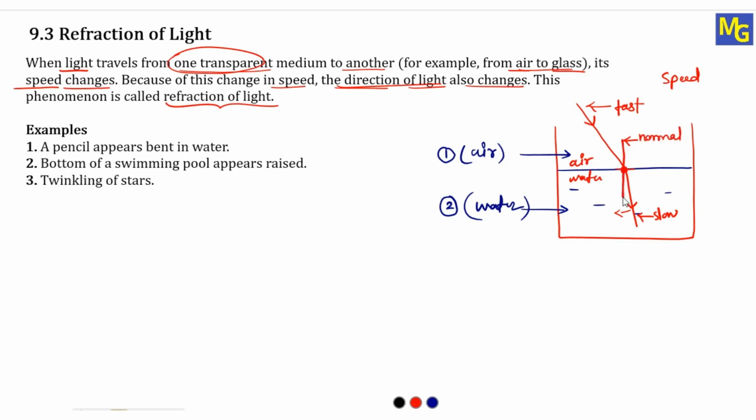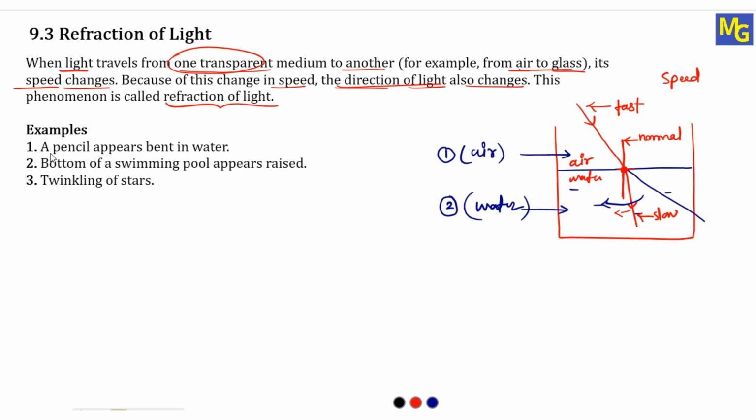This is the normal line, and this is our refracted ray. The refracted ray is not going straight like this. It is bending towards the normal. That's why we can see this red line is a little bit bent towards the normal. And this whole process is called refraction of light. So what are other examples of refraction of light?